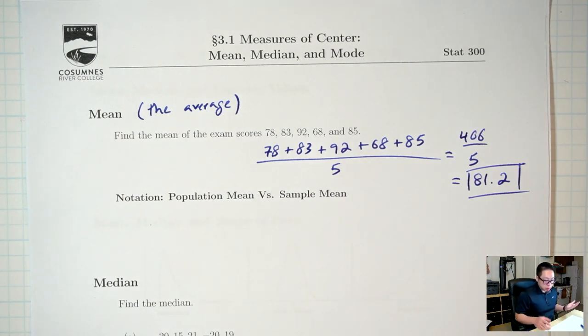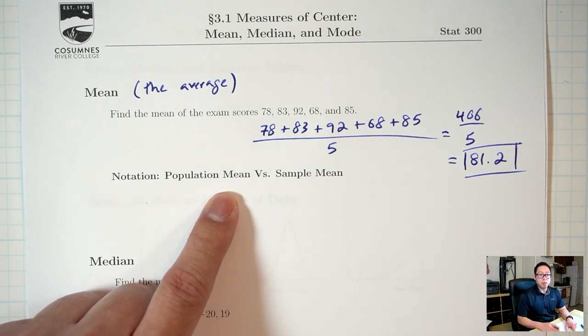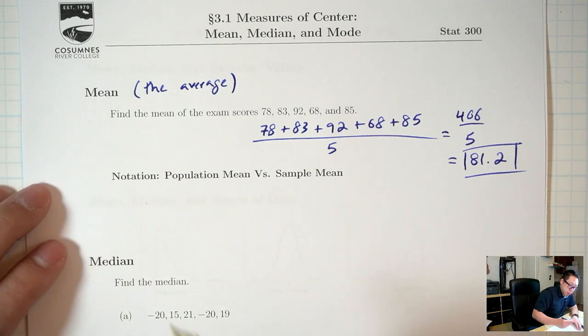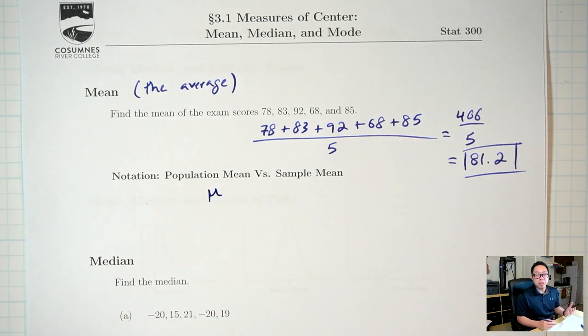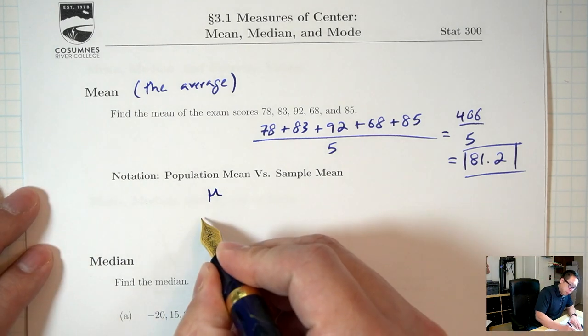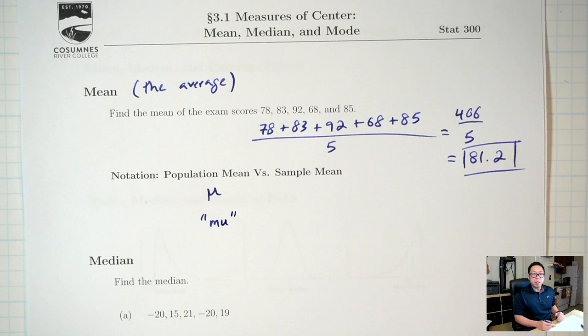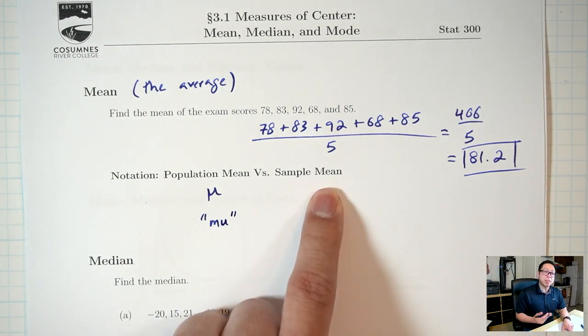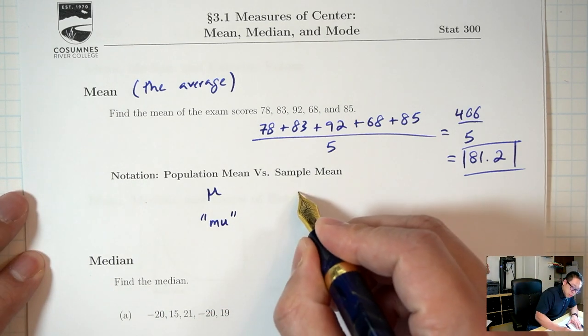So some notation. If you calculate the mean using data that you got from everybody in the population, the symbol is that. So that's a Greek letter mu. If you calculate the mean using data that you got from a subcollection of the population, or a sample, the symbol is X bar.